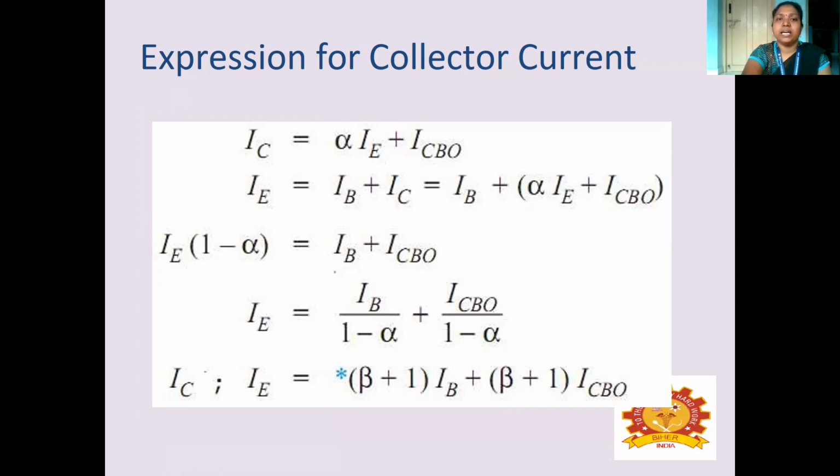So I'm going to take my alpha IE to the left hand side, so I'll get IE into 1 minus alpha, that is equal to IB plus ICB naught. The same way, whatever we have done already, I'm going to derive IC. IC is equal to IB divided by 1 minus alpha plus ICB naught by 1 minus alpha. Now, I'm going to express this 1 minus alpha in terms of beta, comparing alpha and beta. So I'm going to write it as beta plus 1 into IB plus beta plus 1 into ICB naught. So this is equal to IC.